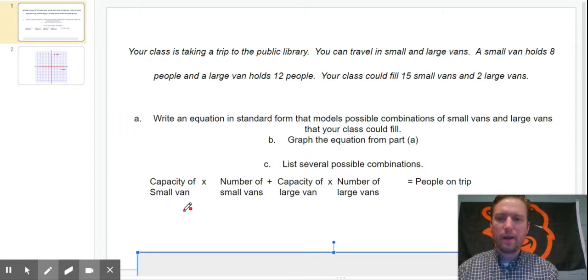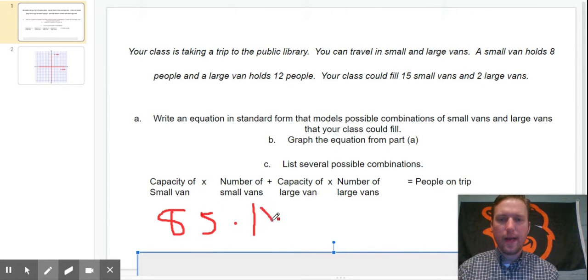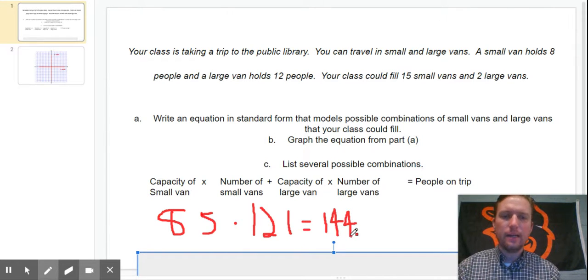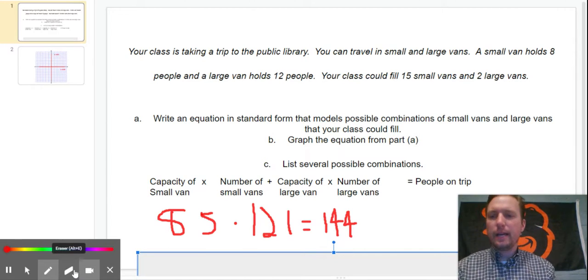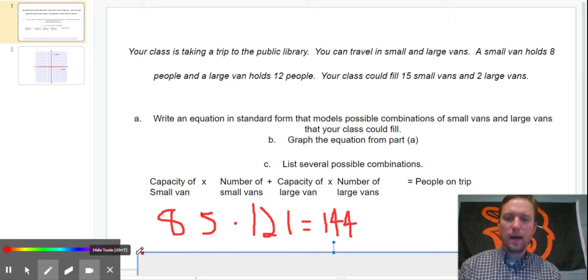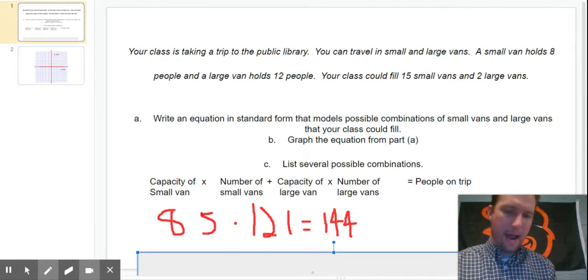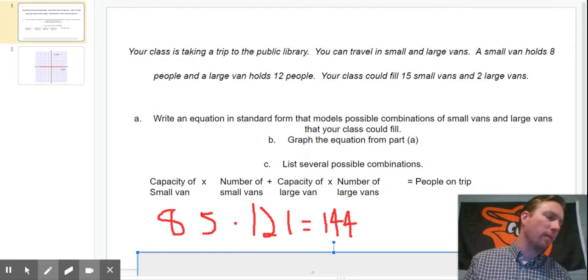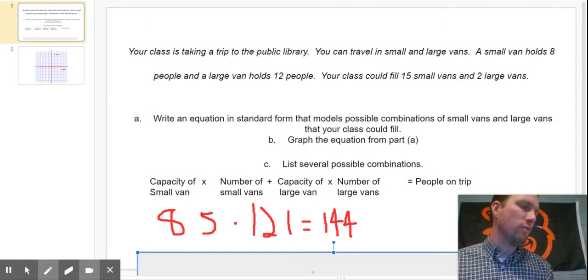Now, the equation, if you remember, was 8s times 12l equals 144. Now, it is asking us to graph this, but we don't have the coordinates yet to graph this. So what I'm going to do is take 0 and plug it into different parts of our equation, plug it in for s, and then plug it in for L, and that's going to give us our intercepts that we can use to then graph this.